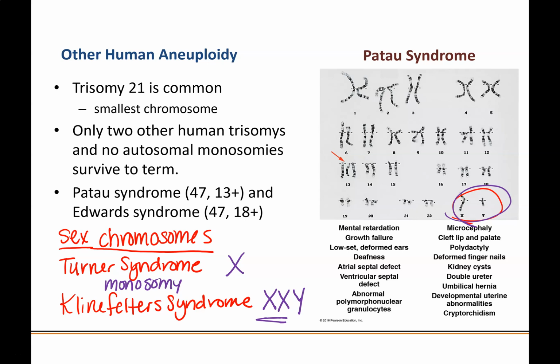So Turner syndrome is actually reasonably common for human aneuploidy, but it occurs on the sex chromosome. And we'll talk about why these are more common once we hit chapter 7 and actually start talking about those sex chromosomes.